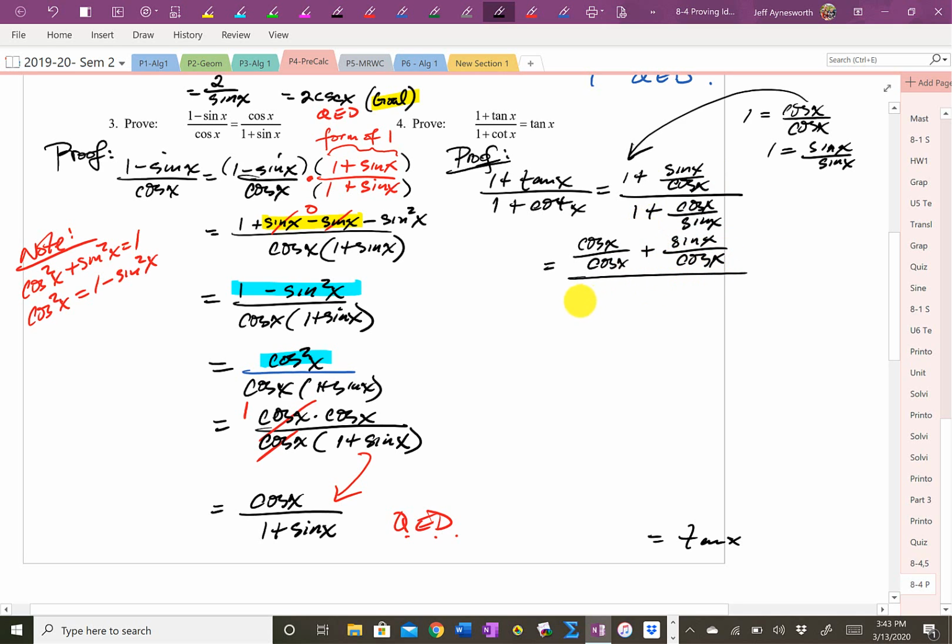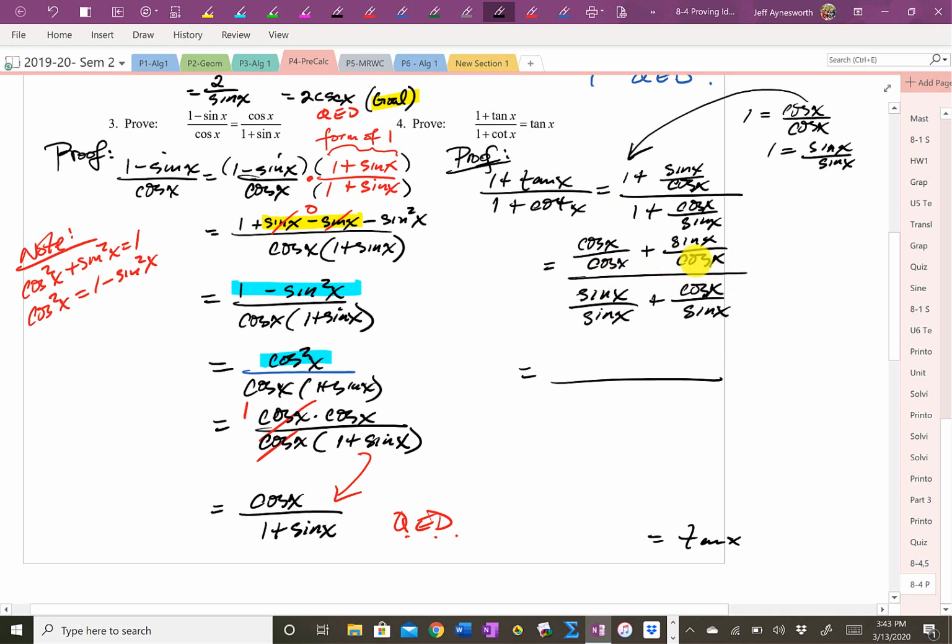And then down here below, I got 1, but I'm going to use sine of x over sine of x because I got to have the same denominators, right? Going back to 4th grade. Plus cosine of x divided by sine of x. Now it looks complicated, but you got to think simple here.